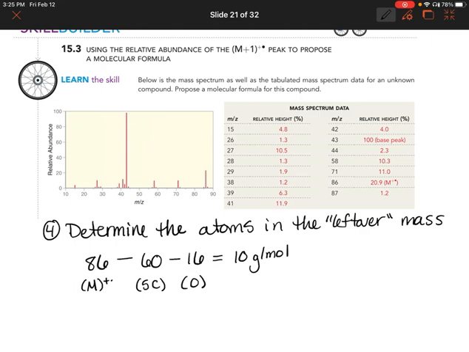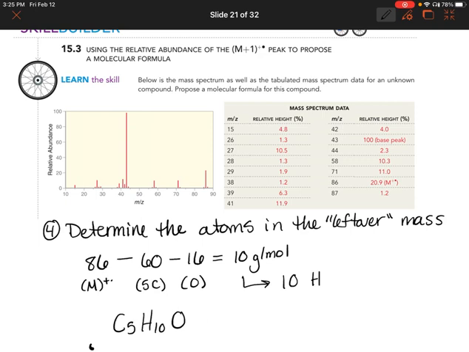Okay, that kind of makes sense because maybe we have 10 hydrogens. All right, so we could write our molecular formula as C5H10O. And that makes sense. To have 10 hydrogens works with what we talked about earlier.